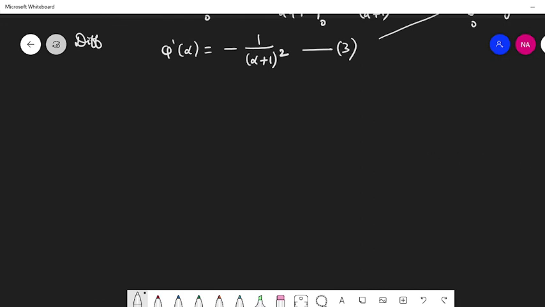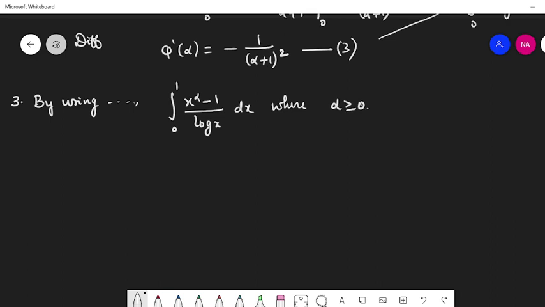So I'll consider one more problem, problem number 3. By using the rule of differentiation under integral sign, evaluate the integral 0 to 1 x power alpha minus 1 divided by log x dx, where alpha is greater than or equal to 0. Solution.